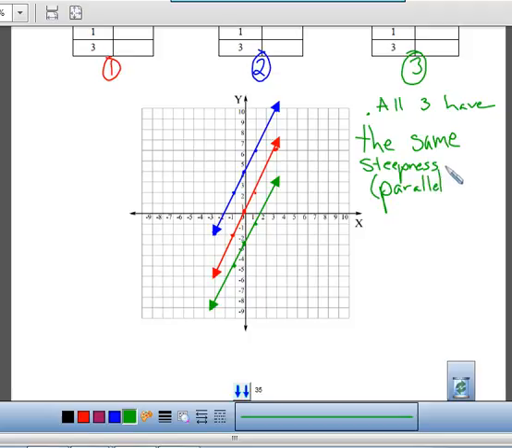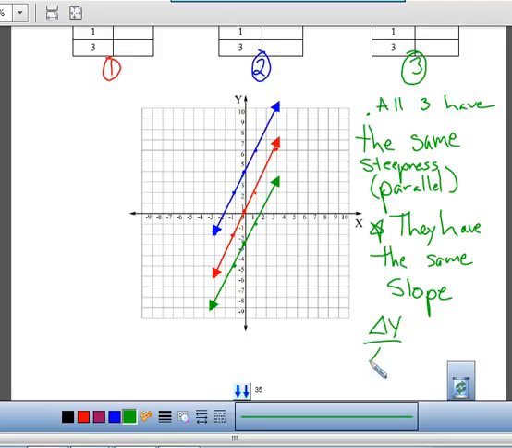And basically what that means is they have the same slope, and if I were to find change in y over change in x, I would get 2 over 1, or 2, which is their slope.